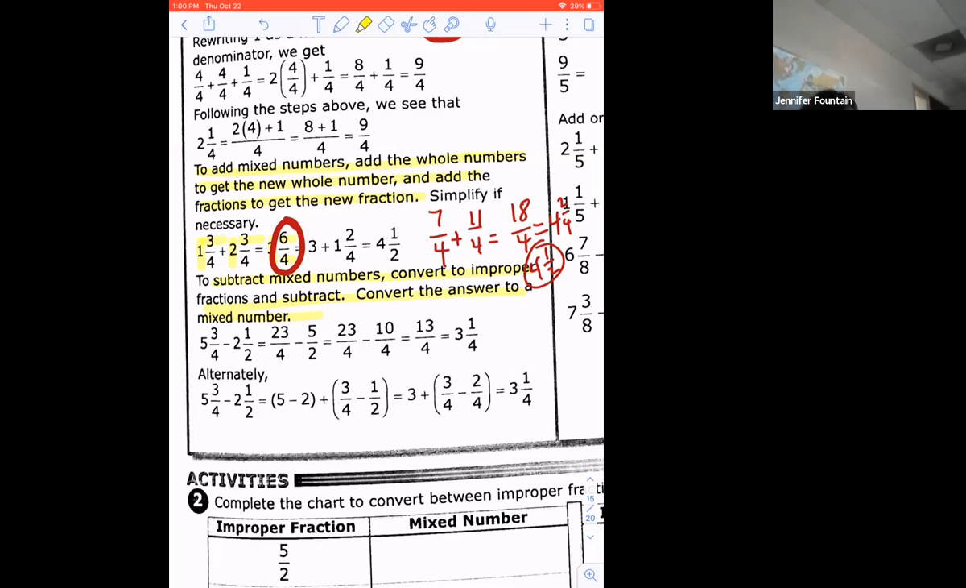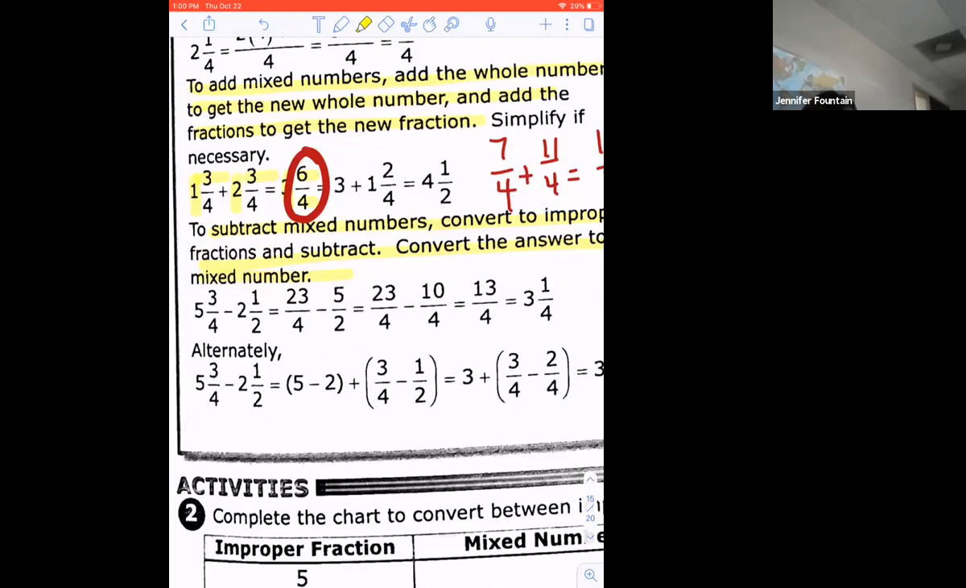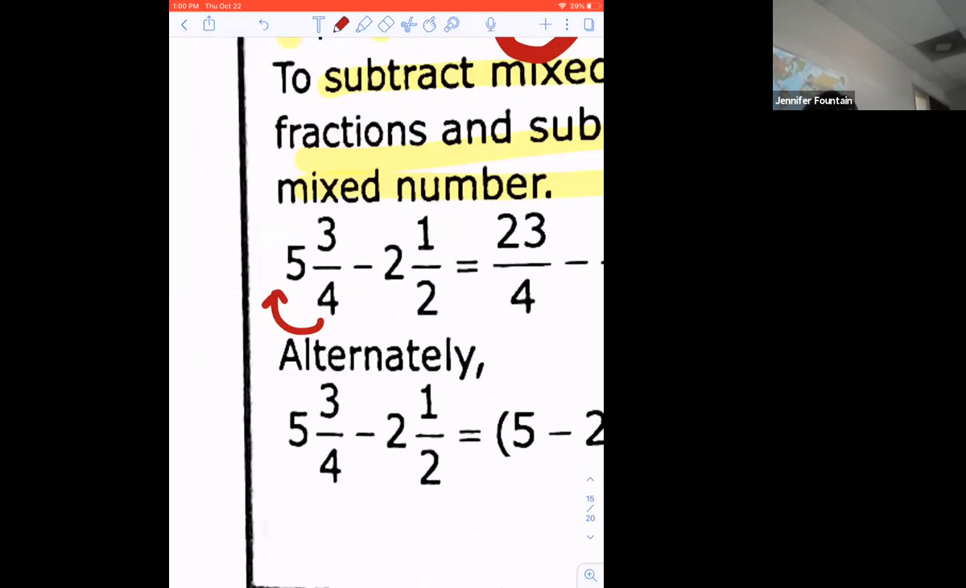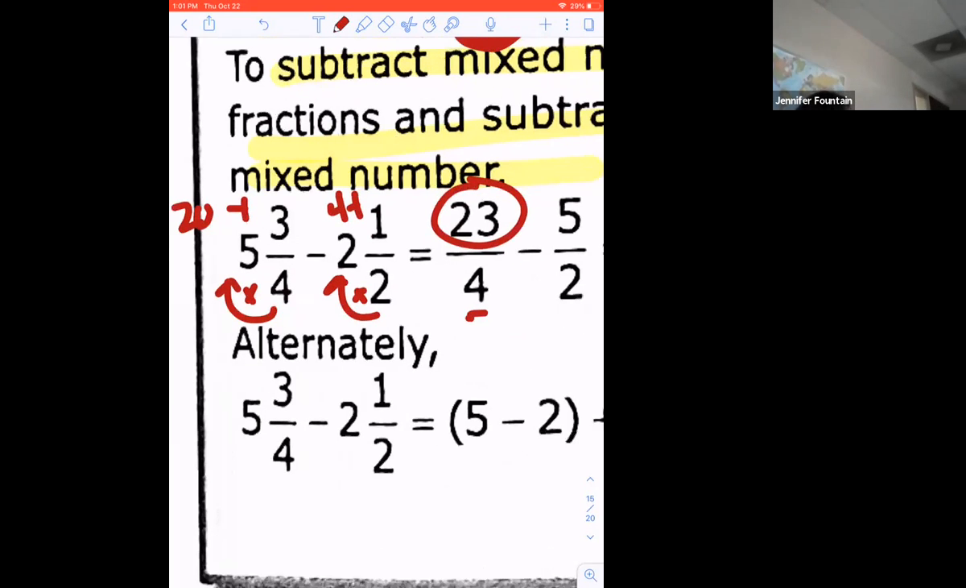So in this situation, we have 5 3/4. Again, they multiplied: 4 times 5 is 20, and 20 plus 3 is 23. Keep my denominator of 4. Then here I'm multiplying 2 times 2 is 4, and 4 plus 1 is 5. So I end up with 5 over 2.